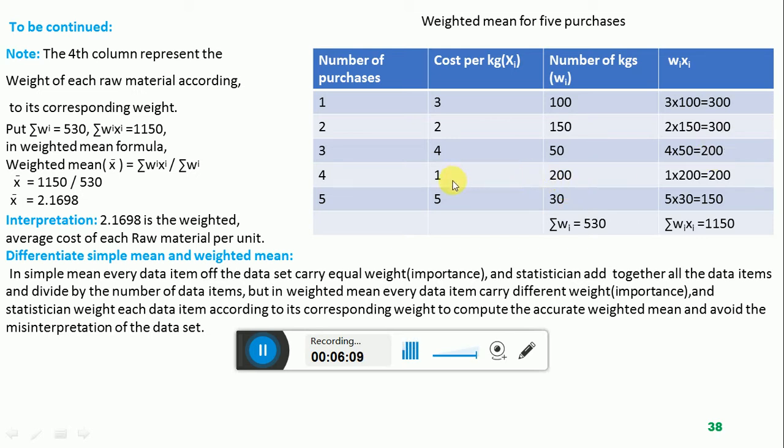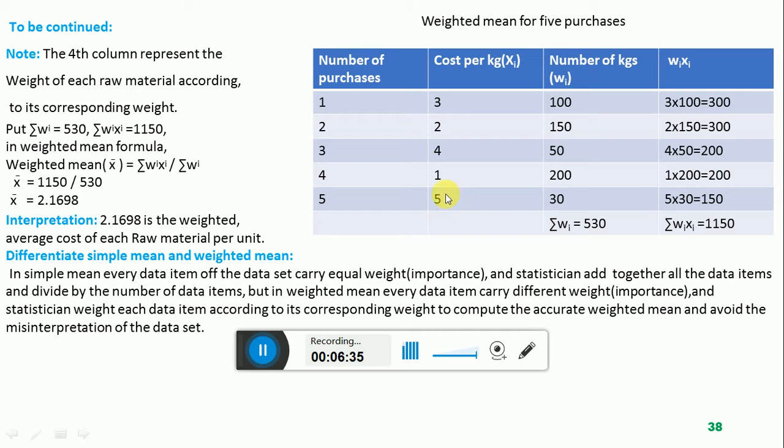Now the fourth data item: price per kg $1, total number of kgs 200, so 1 multiplied by 200 is equal to 200. The company has to pay $200. That is the total cost to purchase 200 kgs of the fourth raw material, and the company is purchasing 30 kgs of the fifth raw material.